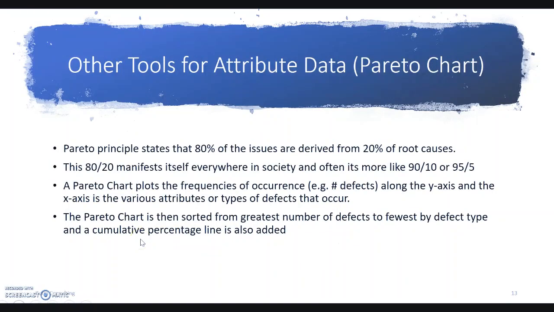So now that we've gone through calculating the z-score or sigma for an attribute data process or a discrete data process, let's look at a couple of the tools that you can use to help measure your business process with attribute or discrete data. One is called a Pareto chart.